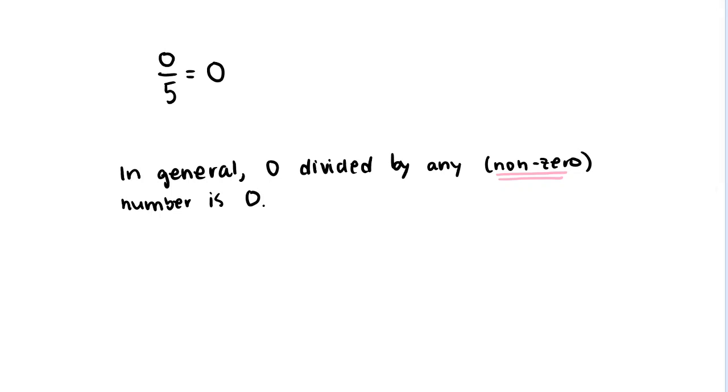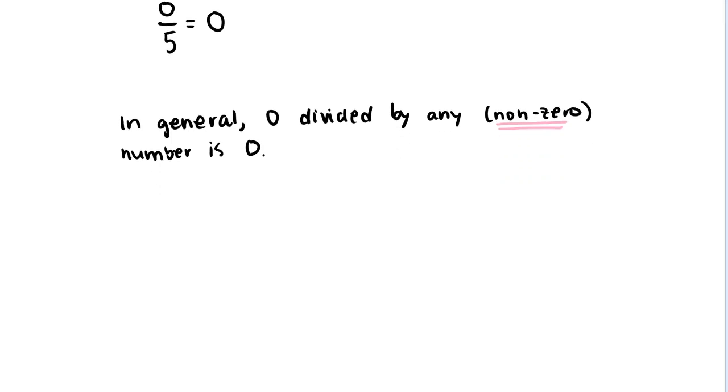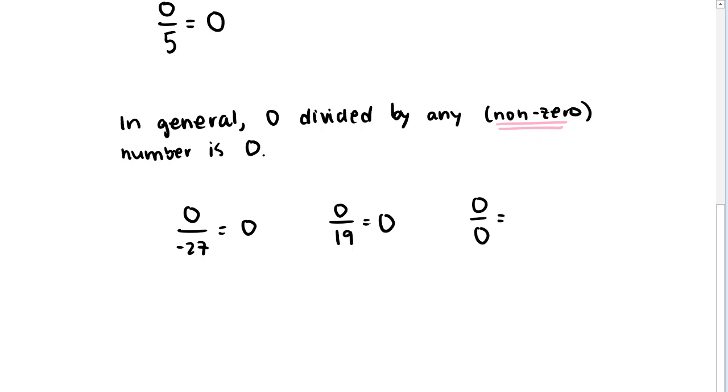So maybe just to illustrate some examples here, if I take 0 and I divide this by negative 27, this is 0. If I have 0 in my numerator here and I divide this by 19, this is also 0. But what I'm saying with this underlined statement in pink is that if I take 0 and I divide this by 0, well, division by 0 is undefined.